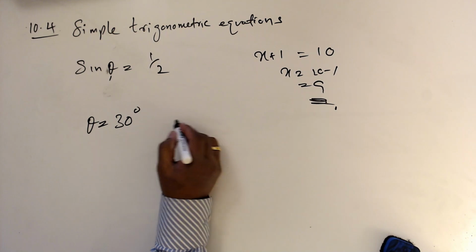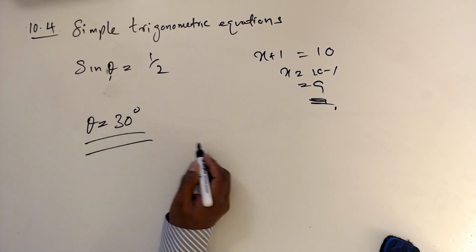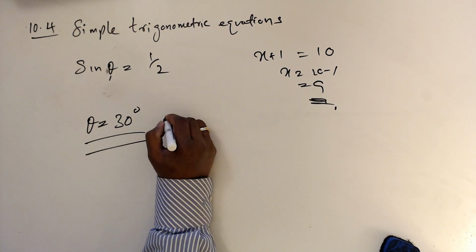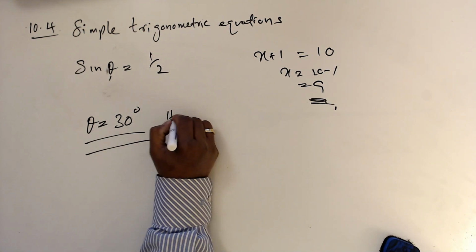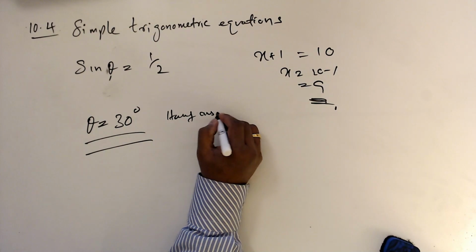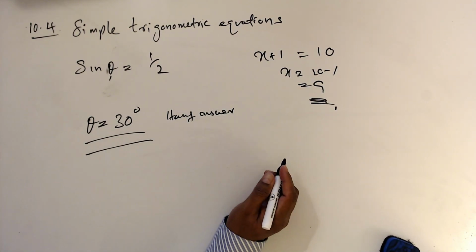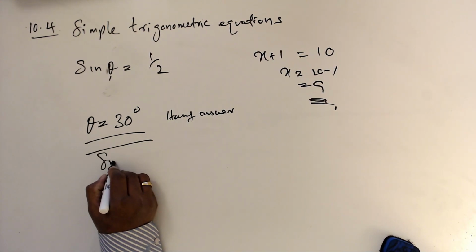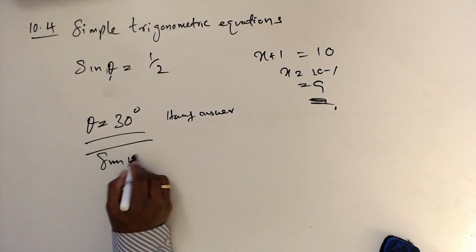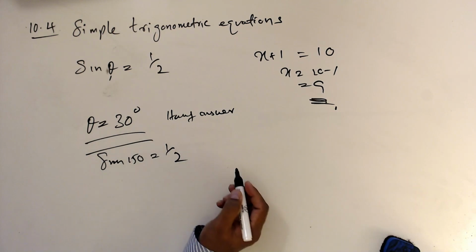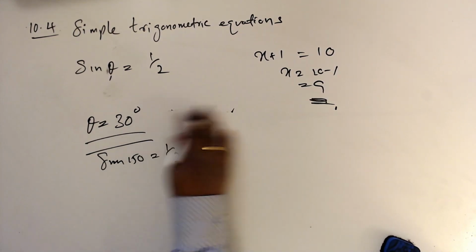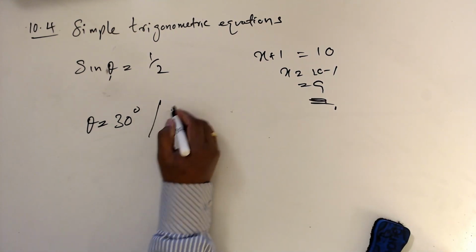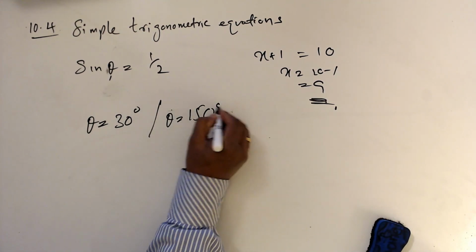But this is half of the answer, not the full answer. Because sine 150 is also half. It means the full answer is theta equals 30 and theta equals 150.